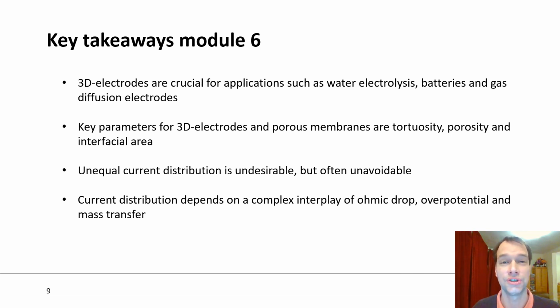Then we discussed current distribution. It's not something we like to have, but often it's unavoidable, and then we need to have a good understanding of how the system behaves, and whether it can damage, for example, our electrodes. And therefore we can use the different types of current distribution: the primary, the secondary, and the tertiary. And as said, this current distribution is a complex interplay of ohmic drop, overpotentials, and mass transfer.